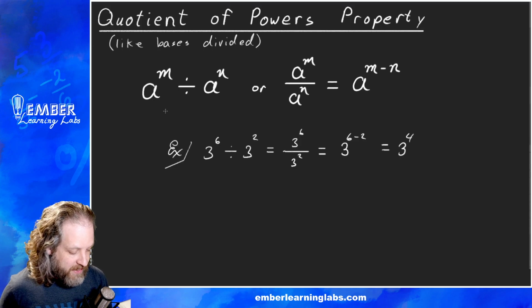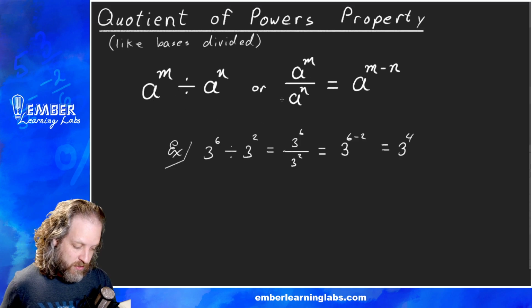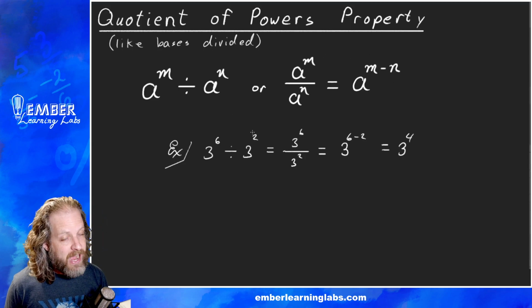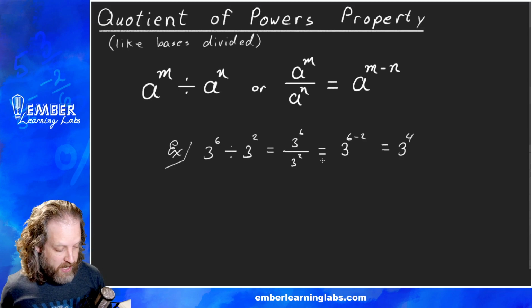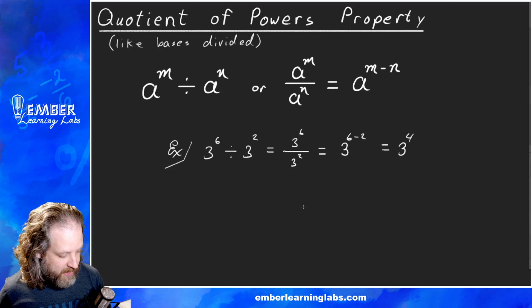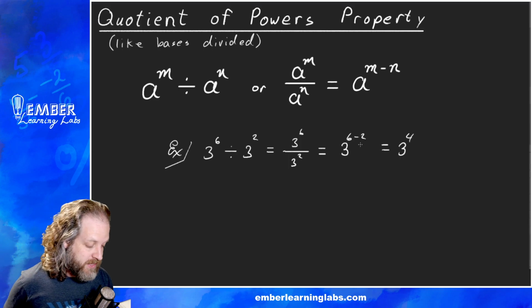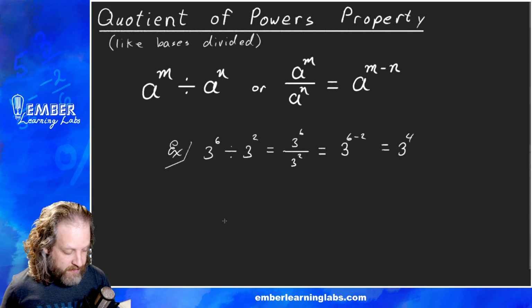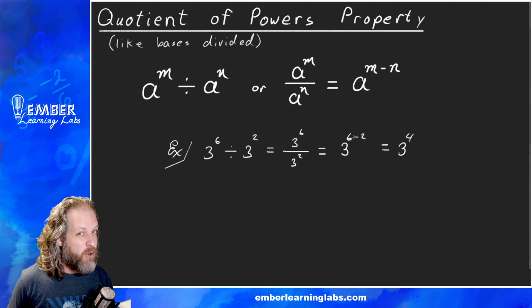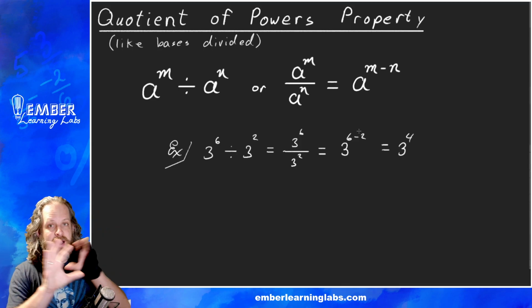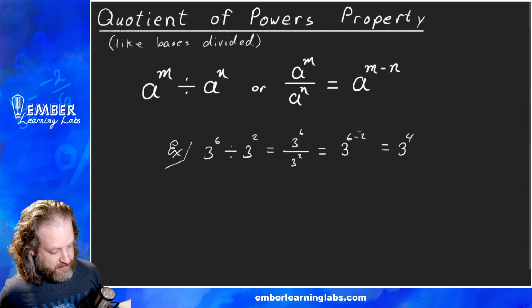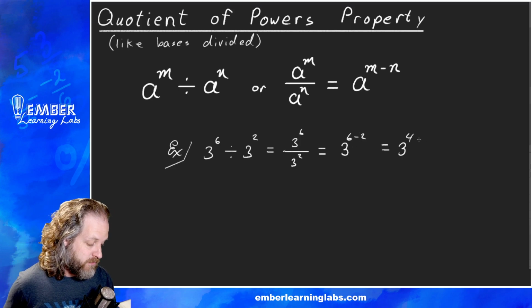So if we have a to the m divided by a to the n, which could also look this way, we subtract the exponents. So if we have like bases divided, the exponents get subtracted. So like this example right here, written both ways, 3 to the 6th divided by 3 squared, we subtract those exponents. 3 to the 6 minus 2. Now you notice it's this top one, or the first one if it's written this way, first. And that's important because with subtraction, the direction matters, right? 6 minus 2 is different than 2 minus 6. So it's important that we keep that in the right order. And then 6 minus 2, of course, is 4.